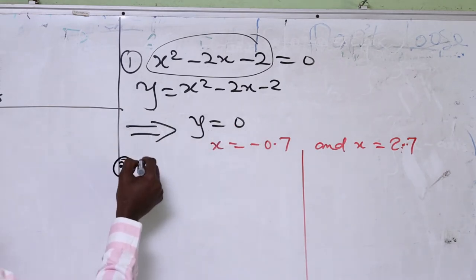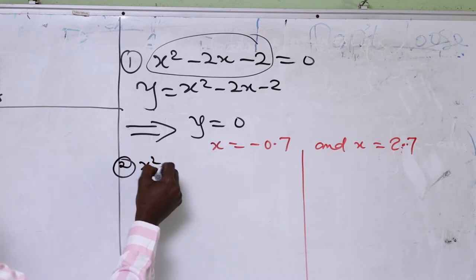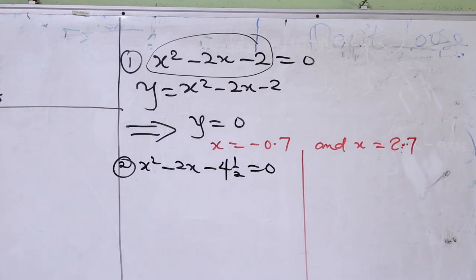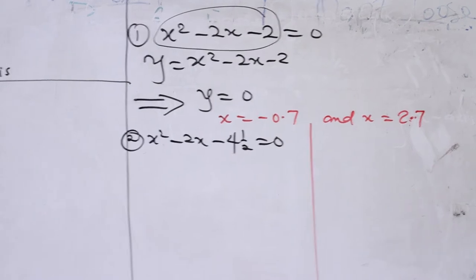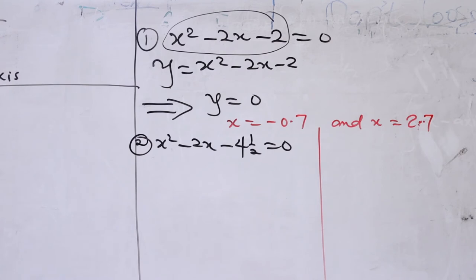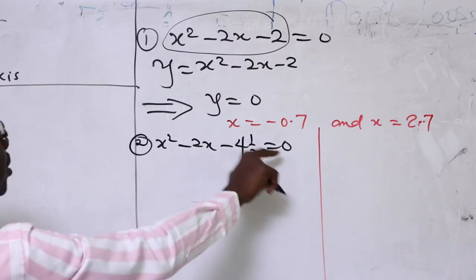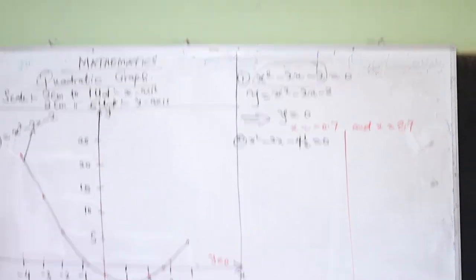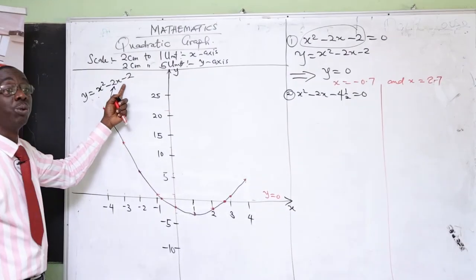That's number 2. The values of x for which x squared minus 2x minus 4 and a half is equal to what? Zero. Is equal to 0. If you are looking at this, please, as much as possible, our attention should be here. Sometime ago, we took this topic and I called your attention to the fact that I will see this equation as an unknown equation because it's not known to me before. And I will see this equation as my known equation.